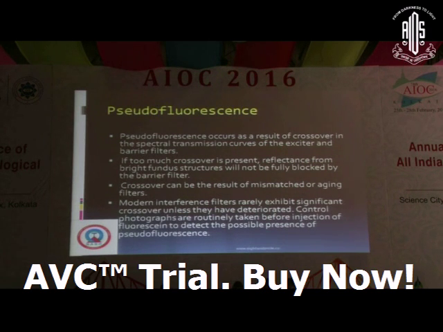Pseudofluorescence occurs as a result of a crossover in the spectral transmission curve of the exciter and the barrier filter, as we have just covered. If too much crossover is present, the reflectance from bright fundus structures will not be fully blocked by the barrier filters. Crossover can be the result of mismatched or aging filters. Modern interference filters rarely exhibit significant crossover unless they have deteriorated. Control photographs are routinely taken before injection of the fluorescein to detect the possible presence of pseudofluorescence.